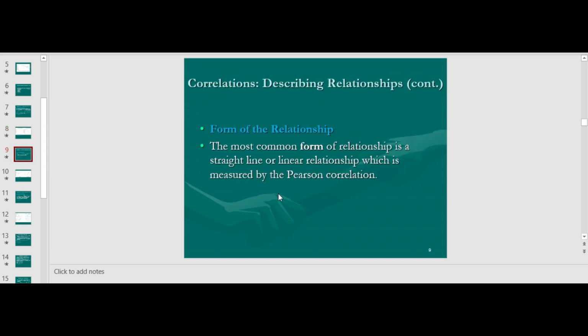Okay, next is the form of the relationship. The most common form of relationship is the straight line or the linear relationship, which is measured by Pearson correlation.